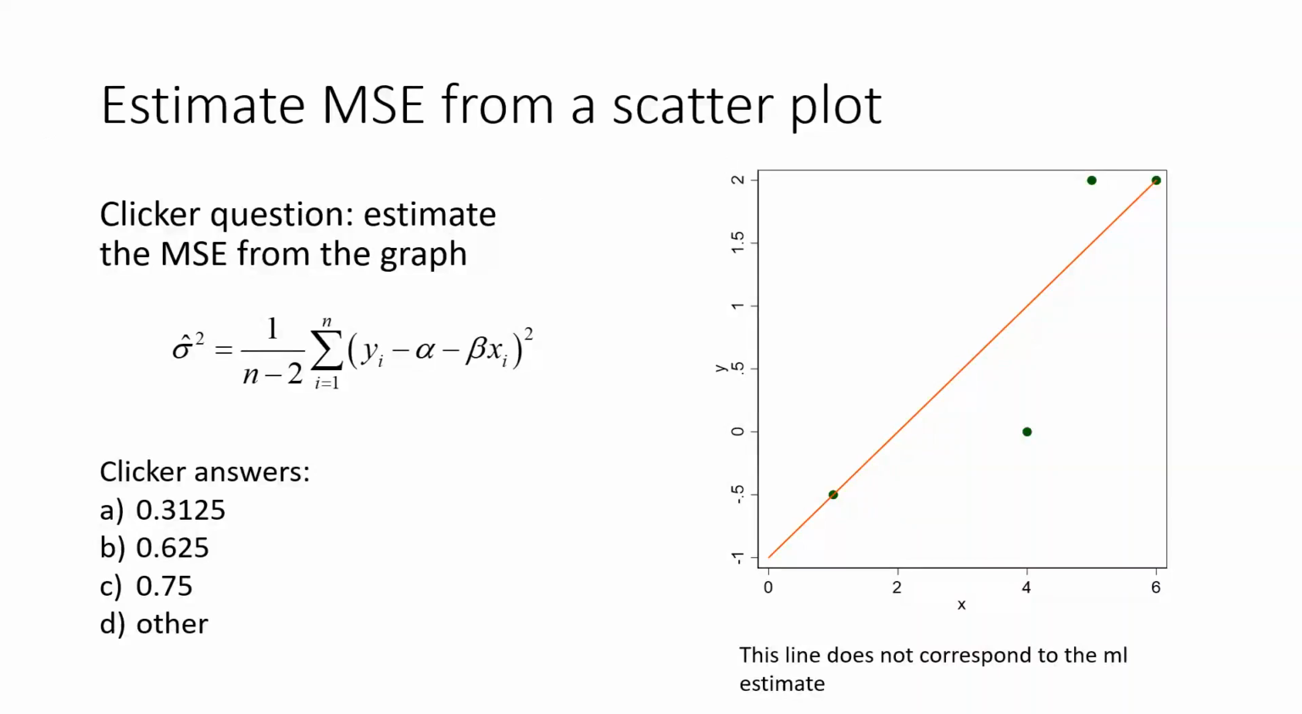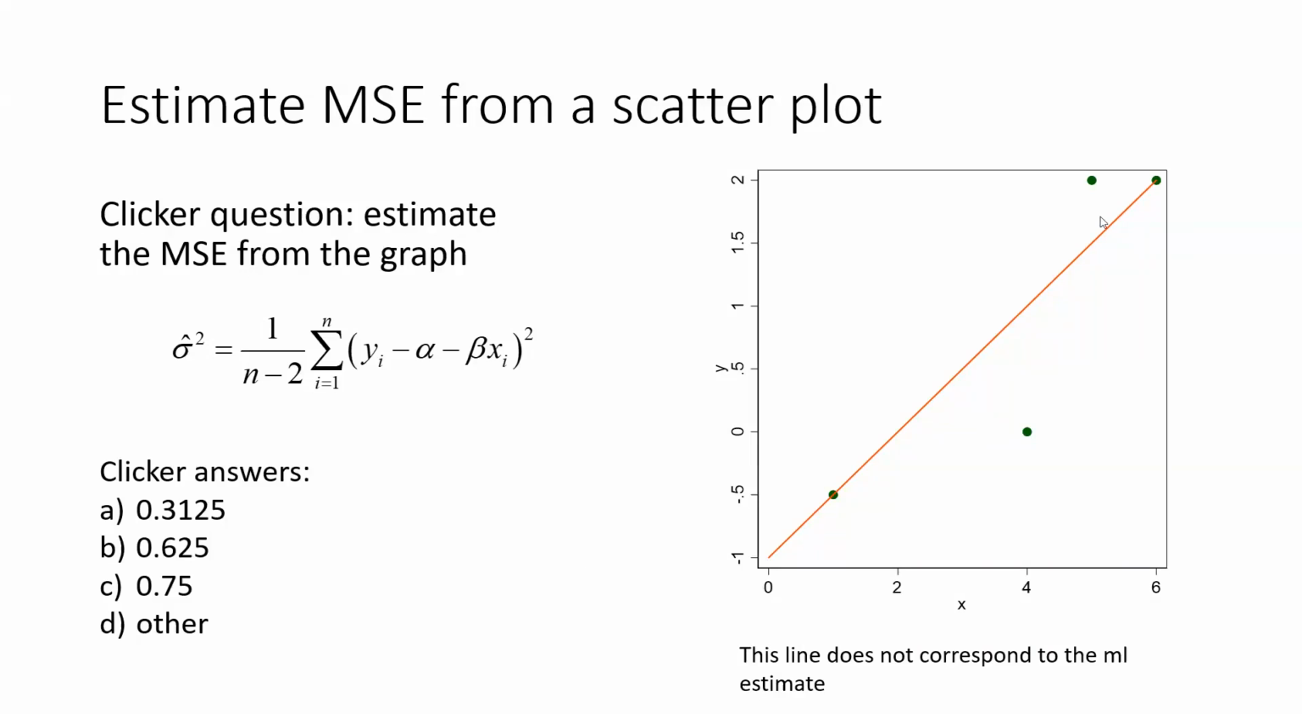We have discussed the mean squared error, and here we now have a couple of questions related to estimating the mean squared error. It's a little bit unusual in that we are estimating it from a graph, and the regression line I have there is not the least squares regression line, or not the maximum likelihood, same thing, regression line.